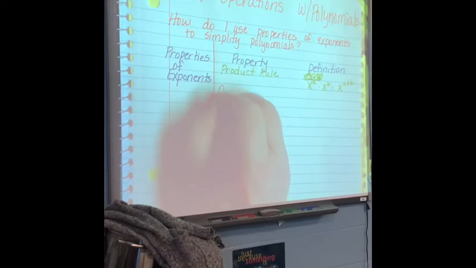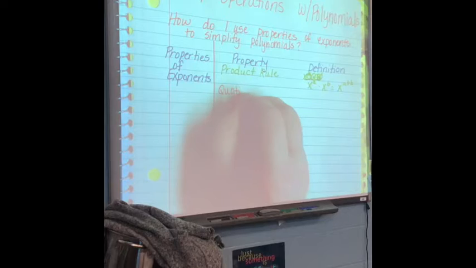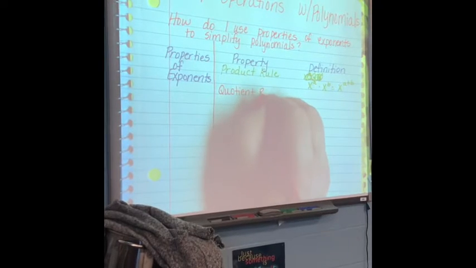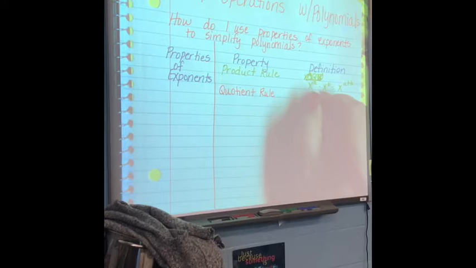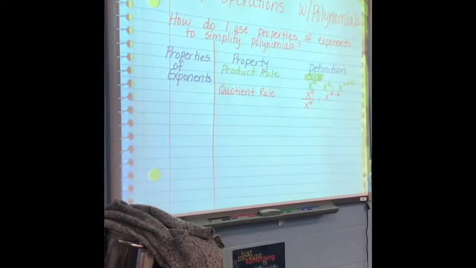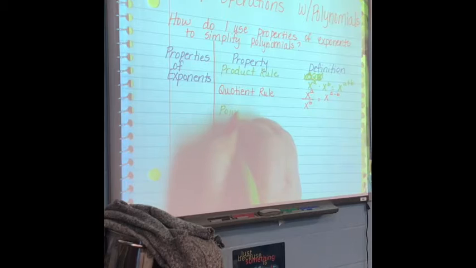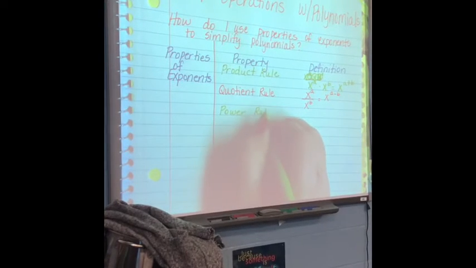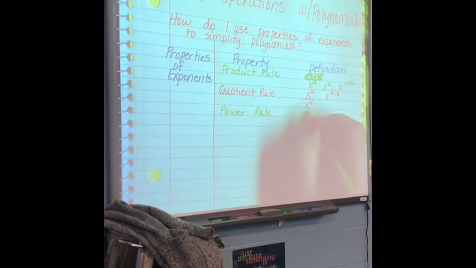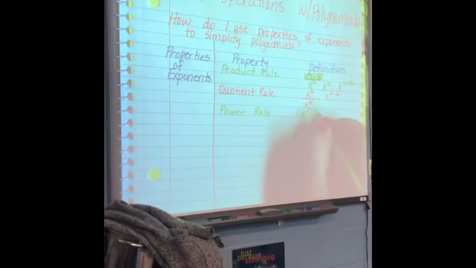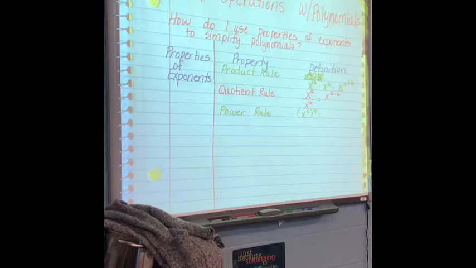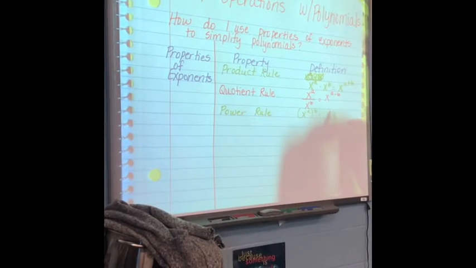What about the quotient rule? Quotient rule says I'm dividing. When I divide with the same base, what do I do with my exponents? Subtract. Then we have what we call the power rule. The power rule is when we have a power to a power. When we have a power to a power, what do we do with our exponents? Multiply them.